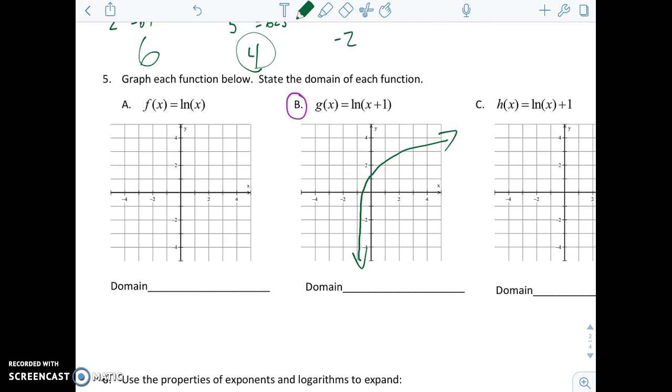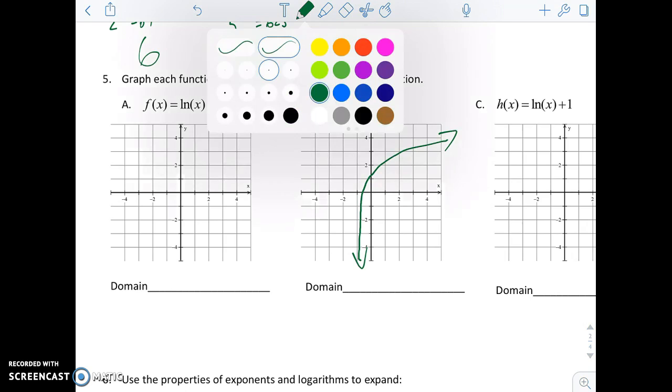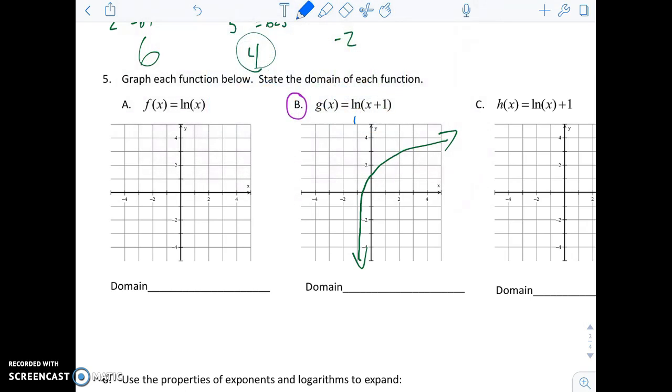So the domain is all possible x values. This graph never crosses this line, x equals -1, right here. Right? So because of that, x is everything to the right of that, so x would be bigger than -1. It does not equal -1 because it does not cross that line. Right?